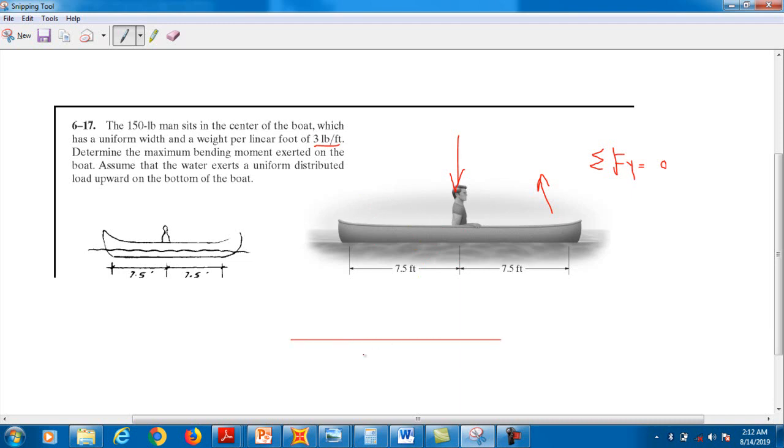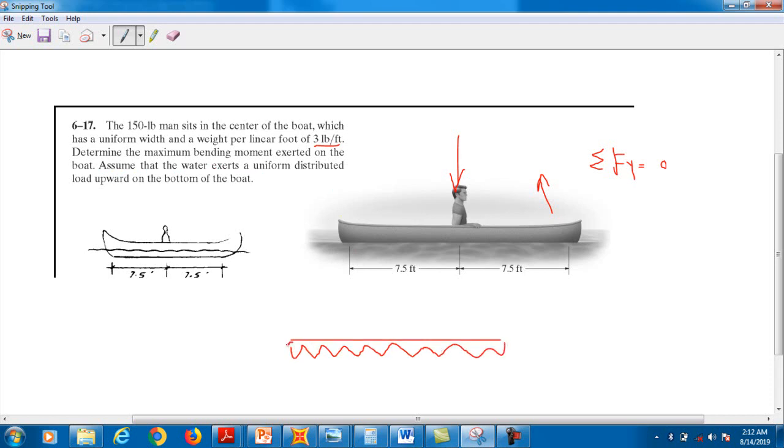Let's say this is the boat, and it is mentioned in the question to assume that the water exerts a uniform distributed load. The water is exerting a uniform distributed load, that is, a uniform distributed load.